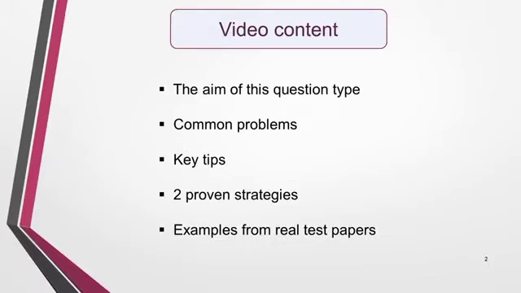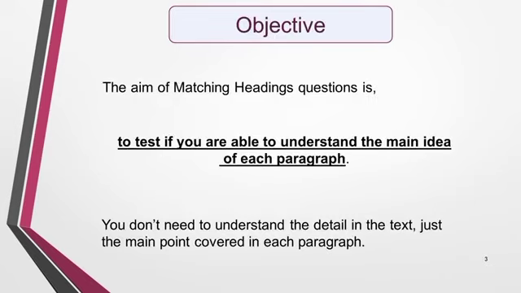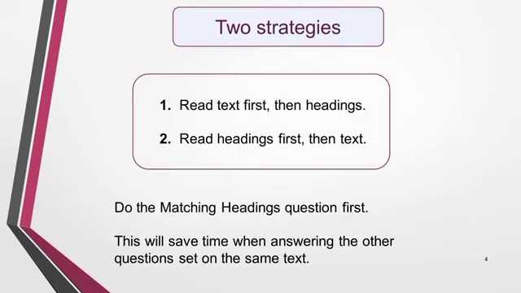Here's what we'll be covering: the aim of this question type, common problems, key tips, 2 strategies for answering matching heading questions, and an example from a real test paper. The aim of matching heading questions is to test if you are able to understand the main idea of each paragraph. So, you don't need to understand any detail about the subject covered by the text, just the main point covered in each paragraph. There are 2 possible strategies for answering these questions.